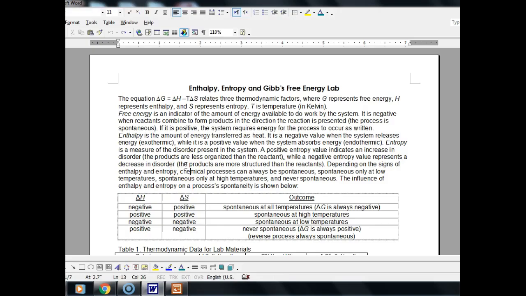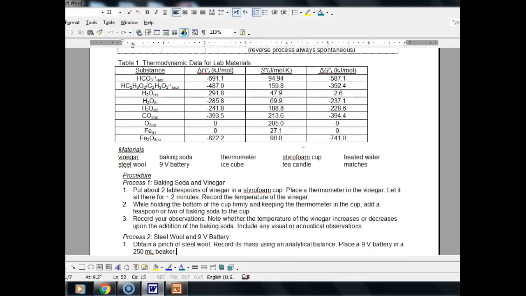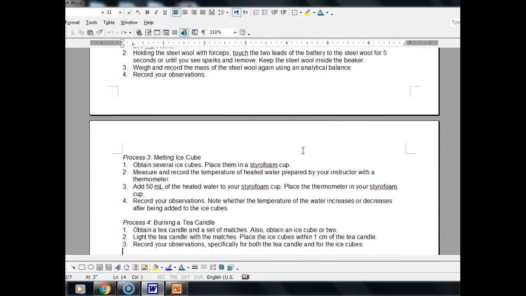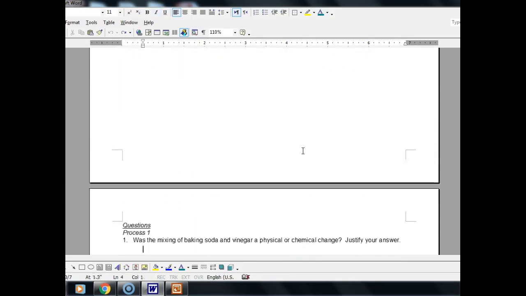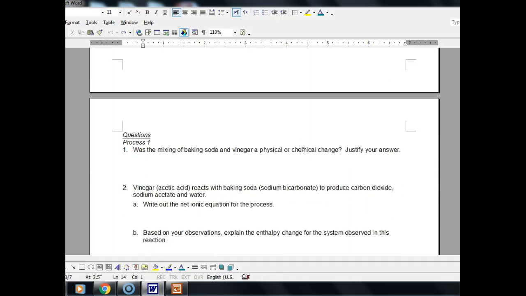Now, why I went through that with you: if you go back to your lab, in the questions I asked you to look at, for process 1, I asked you to tell me when you mix baking soda with vinegar, is it a physical or chemical change? And justify your answer. Write out the net ionic equation. Acetic acid is a weak acid. Sodium bicarbonate was solid to begin with. So I think the only thing you can actually ionize is the sodium acetate since it was dissolved in water.